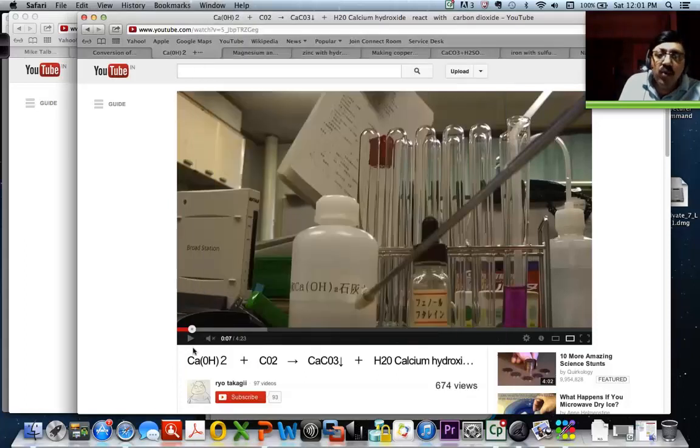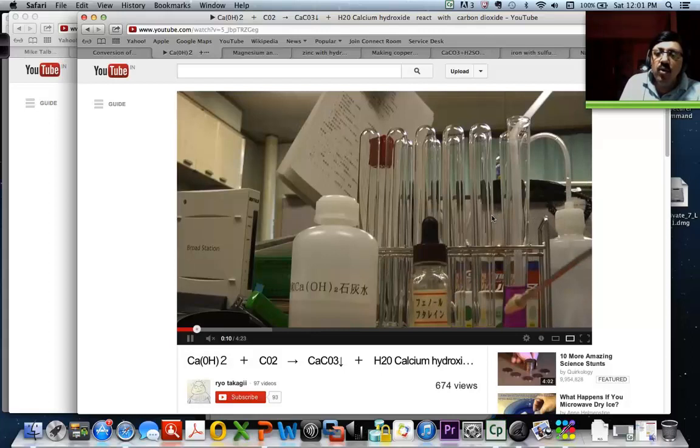Now let us look at this particular experiment, right? You can see that he is using phenolphthalein. Now he is going to keep on blowing carbon dioxide. Initially there will be phenolphthalein in the solution, and it is pink in color. So that's what you see here. Initially, because it's calcium hydroxide, it's a base, and so it's pink in color.